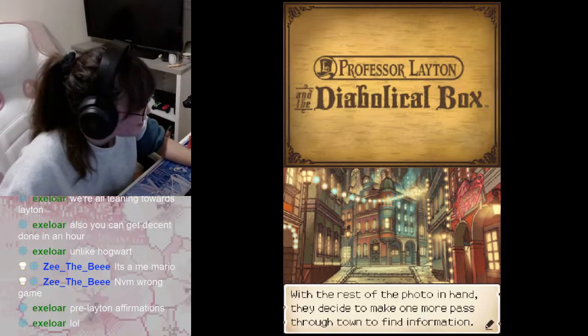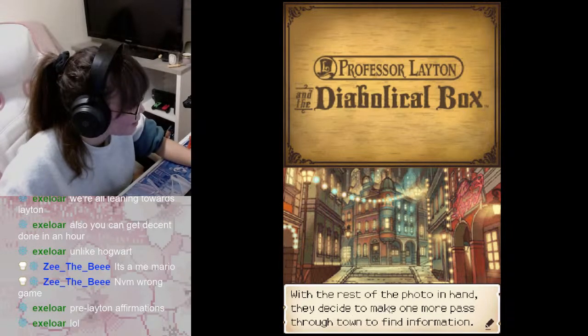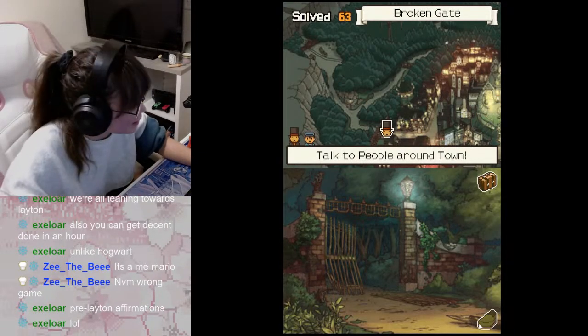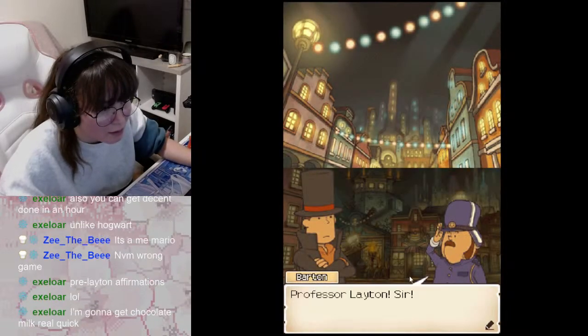Two. With the rest of the photo in hand, they decide to make one more pass through town to find information. I'm too tired. I'm tired of running around this town. I'm tired of this town. I want to meet the vampire. Hello, Bob Marley. How are you? I'm gonna get chocolate milk real quick.